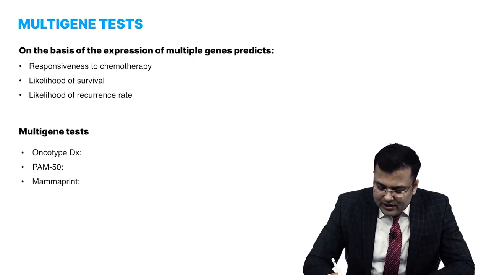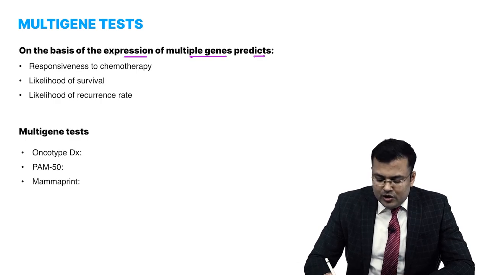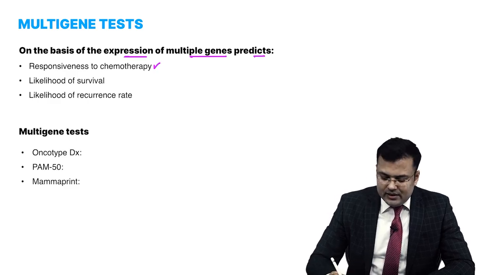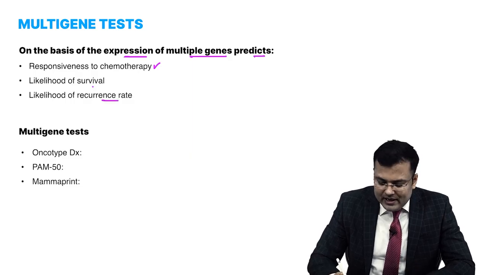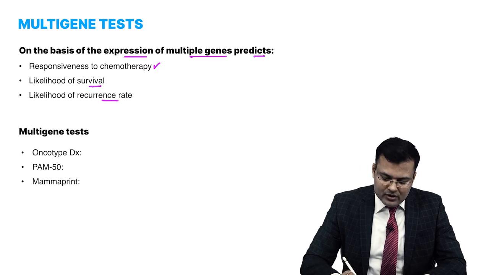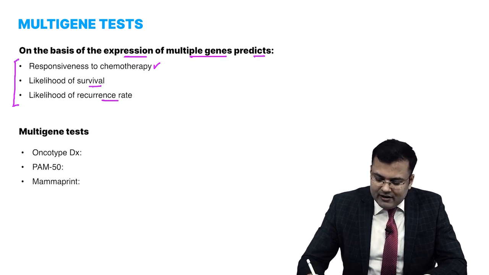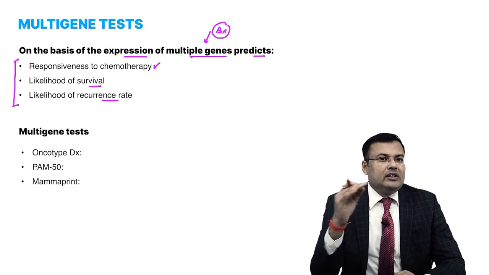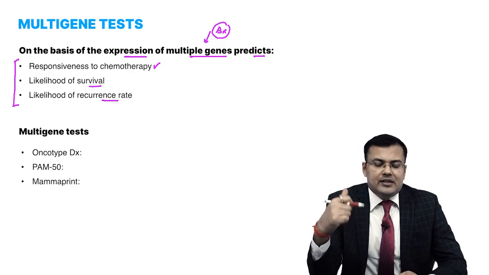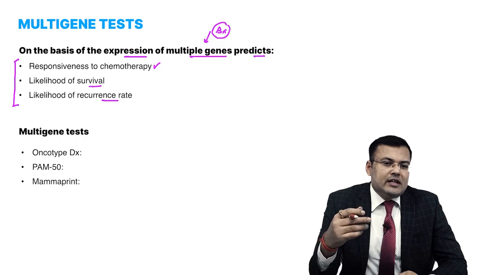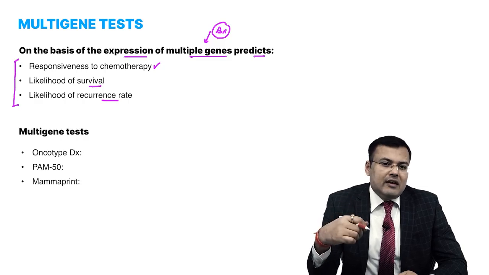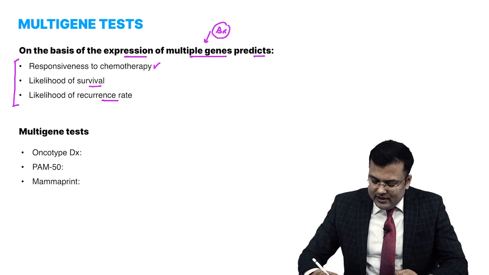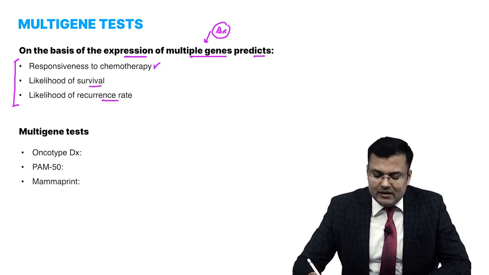Clear? On the basis of expression of multiple genes, we predict whether the tumor will respond to chemotherapy or not, whether the patient is going to have recurrence or not, what's the likelihood of survival, and how much is the likelihood of recurrence rate. You are going to see the expression on a biopsy specimen, to predict responsiveness to chemotherapy, likelihood of survival, and likelihood of recurrence in a newly diagnosed female who has breast cancer.